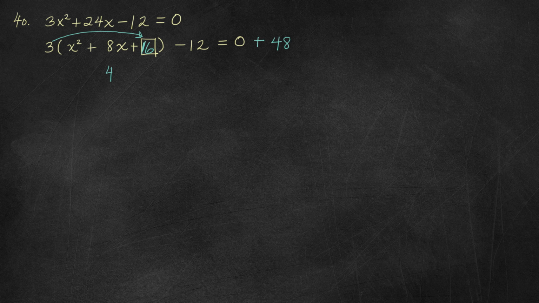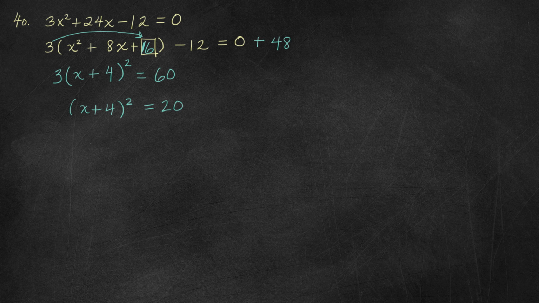And now I'm ready to write this as a perfect square. So it's x plus 4, half of that middle term, squared, times the 3 in front, minus 12. I'm going to add 12 to both sides. So now it's 48 plus 12, which is 60. And I'm going to continue to solve from here. So I divide both sides by 3. I get x plus 4 squared equals 20.